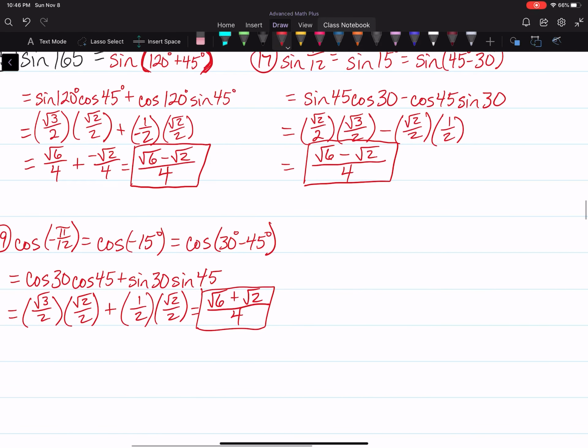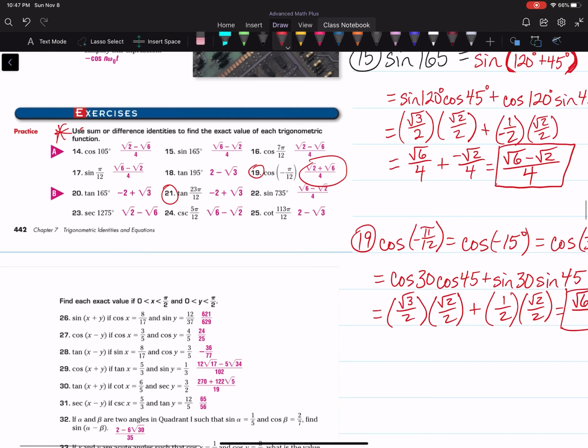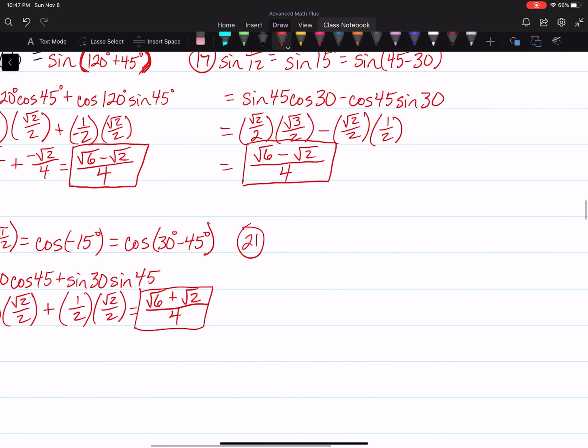Easy peasy so far. 21, last one in this section, we got tangent of 23 pi over 12. All right, I'm going to have to use my noggin here, aka calculator, to figure out what 23 times 180 divided by 12 is, so we can change this to degrees. 23 times 180 divided by 12 is 345. So this is tangent of 345.